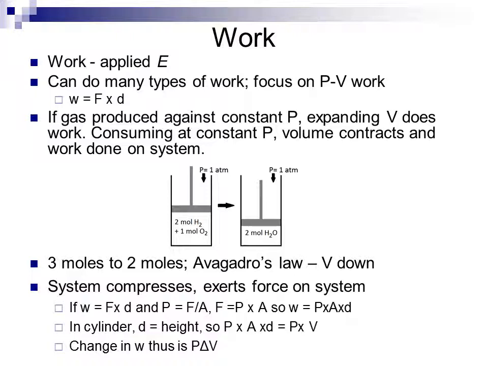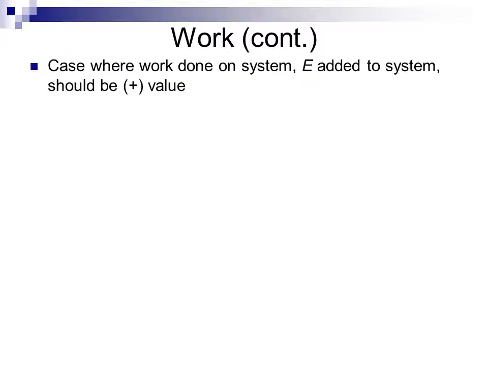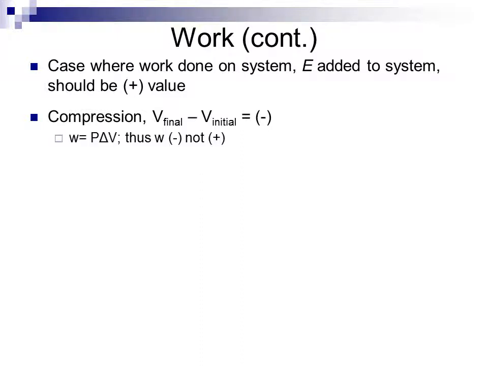Any change in work, then, is the constant pressure times the change in the volume. Now, the example that we looked at is a case in which work should be done on the system. If work is done on the system, then energy is being added to the system, which means that it's an endothermic process, and the value of the energy should be a positive value. However, the process of compression, where the final volume minus the initial volume is the change in volume, will produce a negative volume because the final volume is smaller than the initial volume.